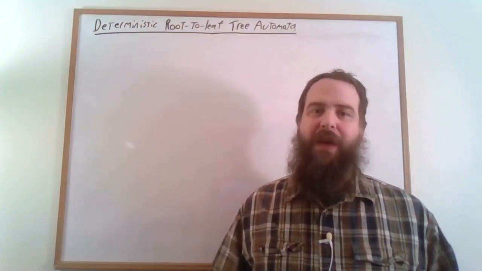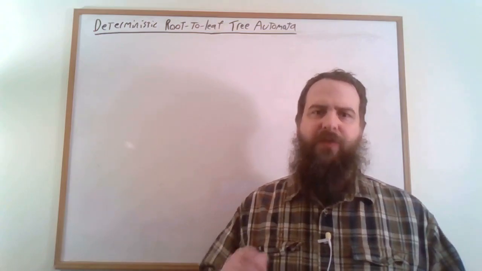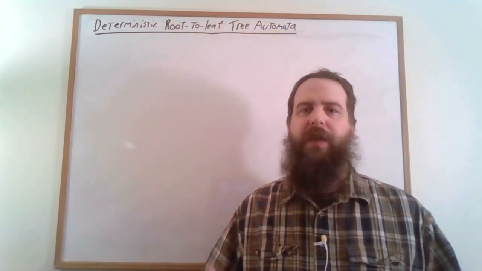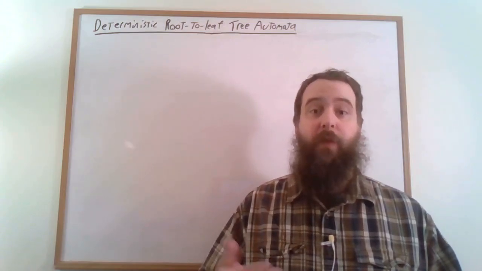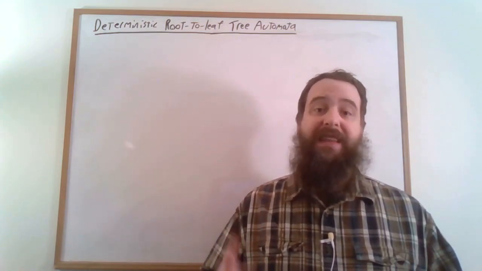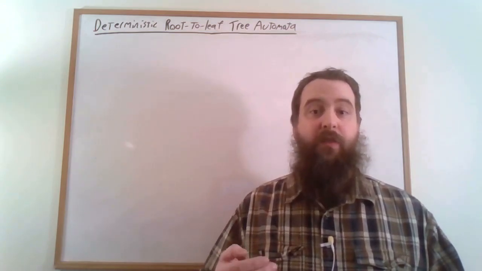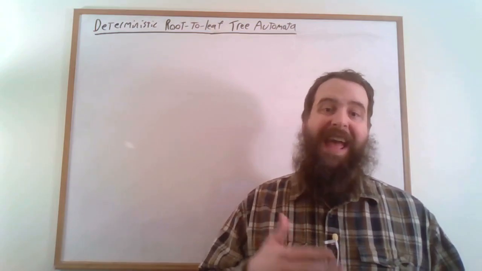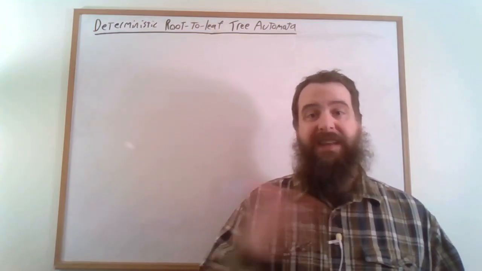Hello! In this video I'd like to talk about deterministic root-to-leaf tree automata. The directionality situation with tree automata is very different from the directionality situation with ordinary word automata. We can easily imagine how we would take the definition of an automaton that reads words from left to right and modify it to give us a notion of automaton that reads words from right to left.